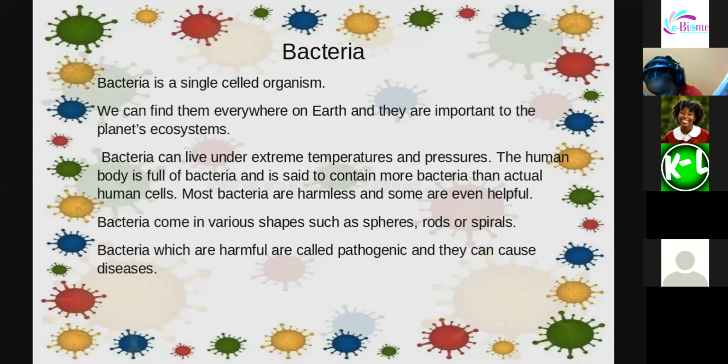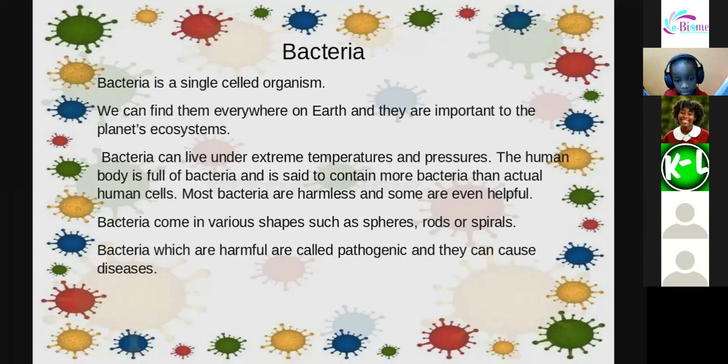And we also say that bacteria can live in extreme temperatures and pressures. So bacteria can live in the earth's core, which has extreme pressures, and in extreme temperatures like the desert, which is extremely hot, and the North Pole, which is extremely cold. So this is why bacteria has been around for millions of years. Everyone following so far?